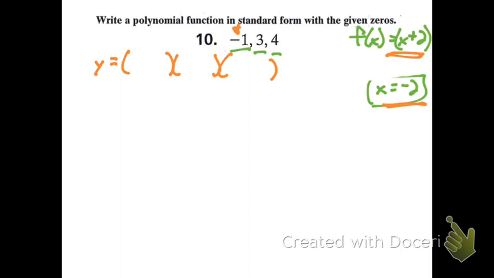So let's start with negative 1 first. That comes from x plus 1 being a factor, all right? Because negative 1 plus 1 is 0, okay? Now 3, that comes from x minus 3, because 3 minus 3 is 0. And then 4, that's going to come from x minus 4. So if you want to think of it as the opposite, that's fine.